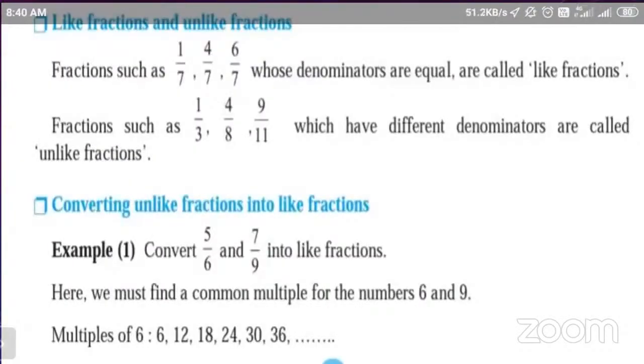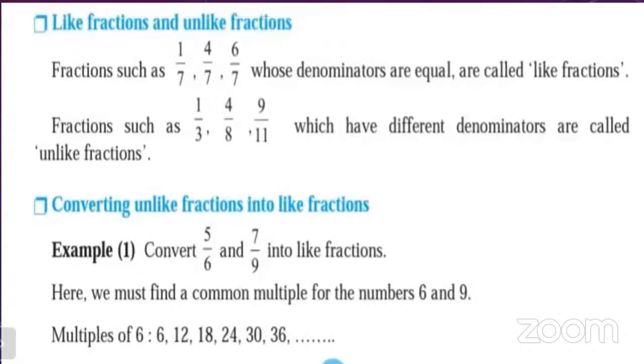Look at here now. Yes, children, look at here. What do you see? Like fractions and unlike fractions, which we just learned. Fractions such as 1/7, 4/7, 6/7. Look at here, the denominators of all the fractions are 7. So those denominators are equal. Such types of fractions we call like fractions.